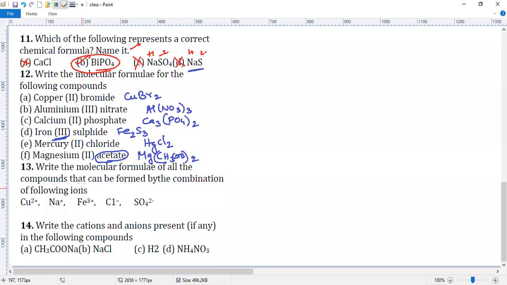See the 13th question, you have to write the molecular formula of all the compounds that can be formed by combination of these ions. So how is that you can frame this? Let's see. Cu2+, when it combines with, see it is 2 plus, right? It is a positive ion. So it can combine only with a negative ion. So which are the two negative ions we have here? Cl minus and SO4 2 minus. So this is Cl 1 minus. So when you cross it, what is the compound you'll get? CuCl2. CuCl2, ma'am. Good.